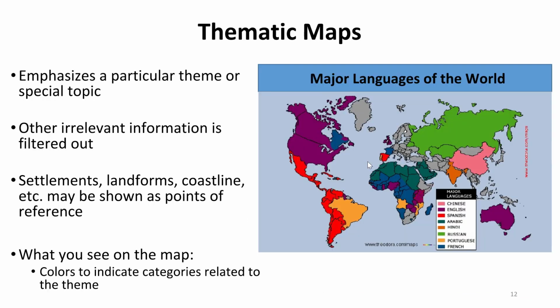On thematic maps, these emphasize a particular theme or special topic. So in our example to the right, we see major languages of the world. And so our theme, languages. And so each different country has a different color representing what language is spoken there. Any other irrelevant information, this is filtered out. Like population, we don't care because our map is about language. Cities in that country, doesn't matter because we're only interested in language here. So settlements, landforms, coastlines, these might be shown as points of reference. However, they're not necessary on these types of maps. What you will see on this map is that the colors are used to indicate categories related to that theme.